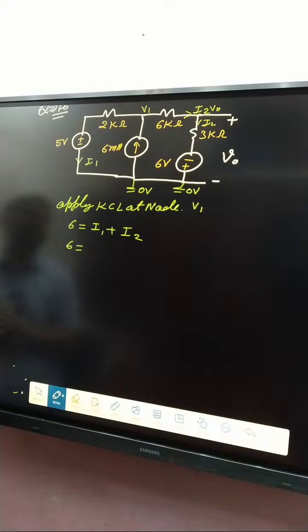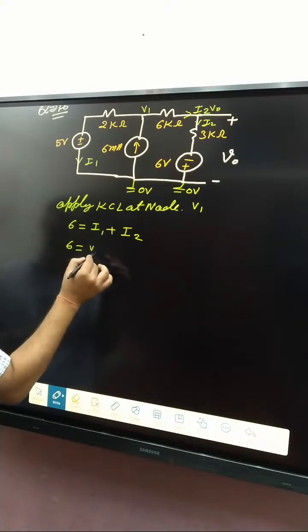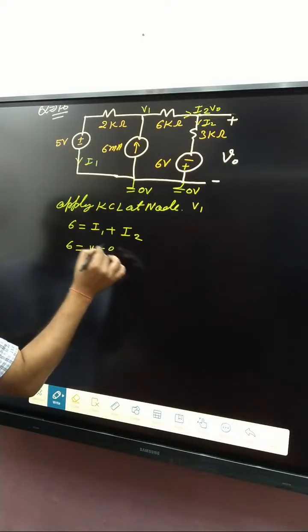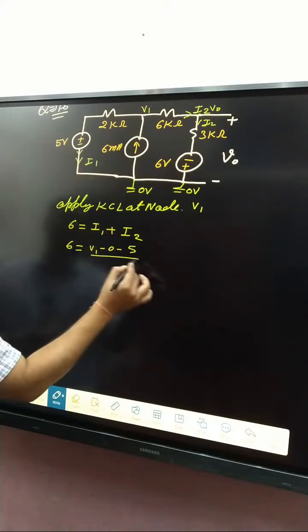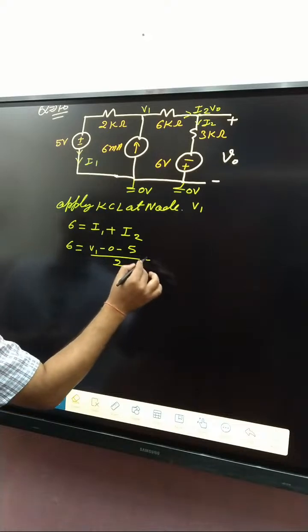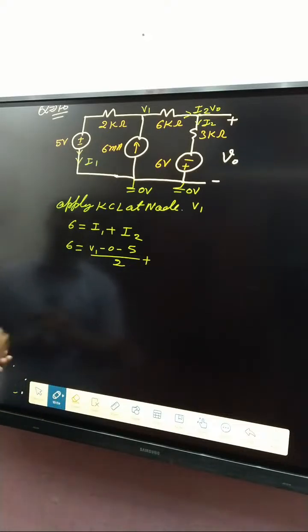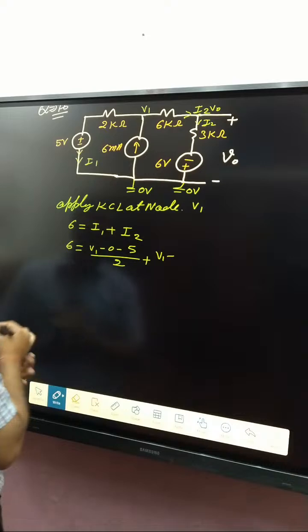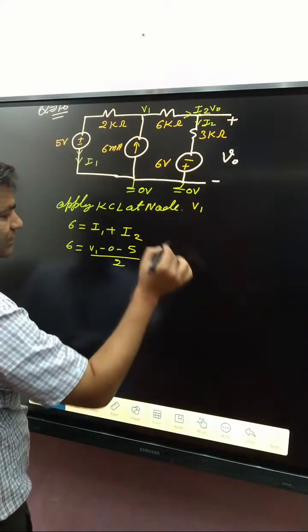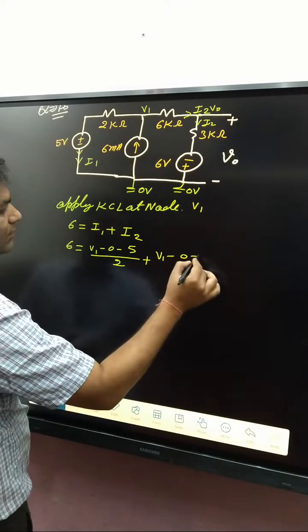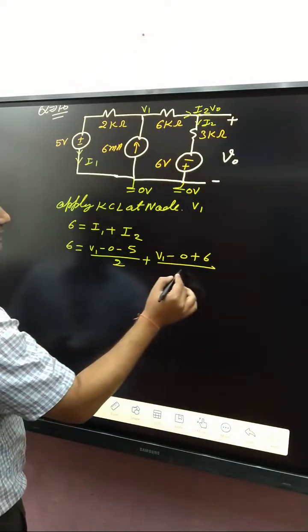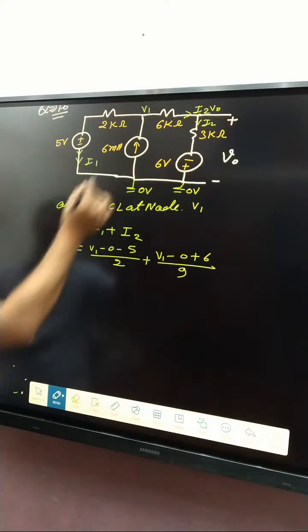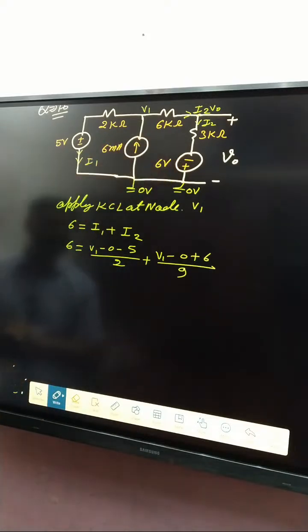So incoming current is 6 milliampere, outgoing current is I1 plus I2. So 6 equals I1, which is V1 minus 0, current leaving from the negative terminal, so minus 5, divided by 2 kilo ohm. I2 is V1 minus, current leaving from the positive terminal, so plus 6, divided by 9. 6 plus 3, both are in series.